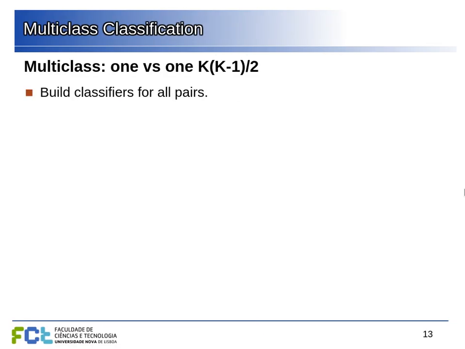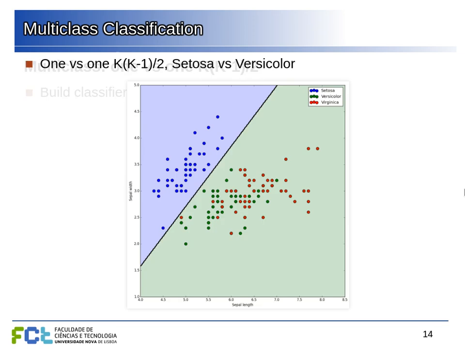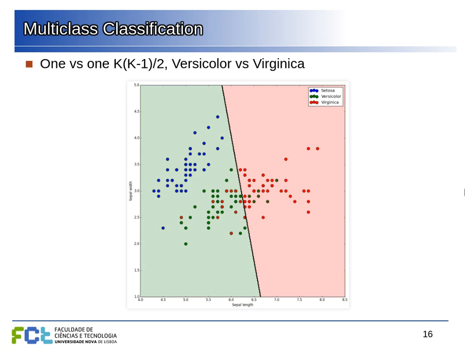So another way of trying to solve this problem is to build k times (k minus 1) over 2 classifiers, which is basically all the pairs of one versus one classifiers. So we're going to build one classifier to distinguish Setosa from Versicolor, one to distinguish Setosa from Virginica, and one for Versicolor and Virginica. And now we're going to check the outputs and see which is the dominant class over all the classifiers for each point.